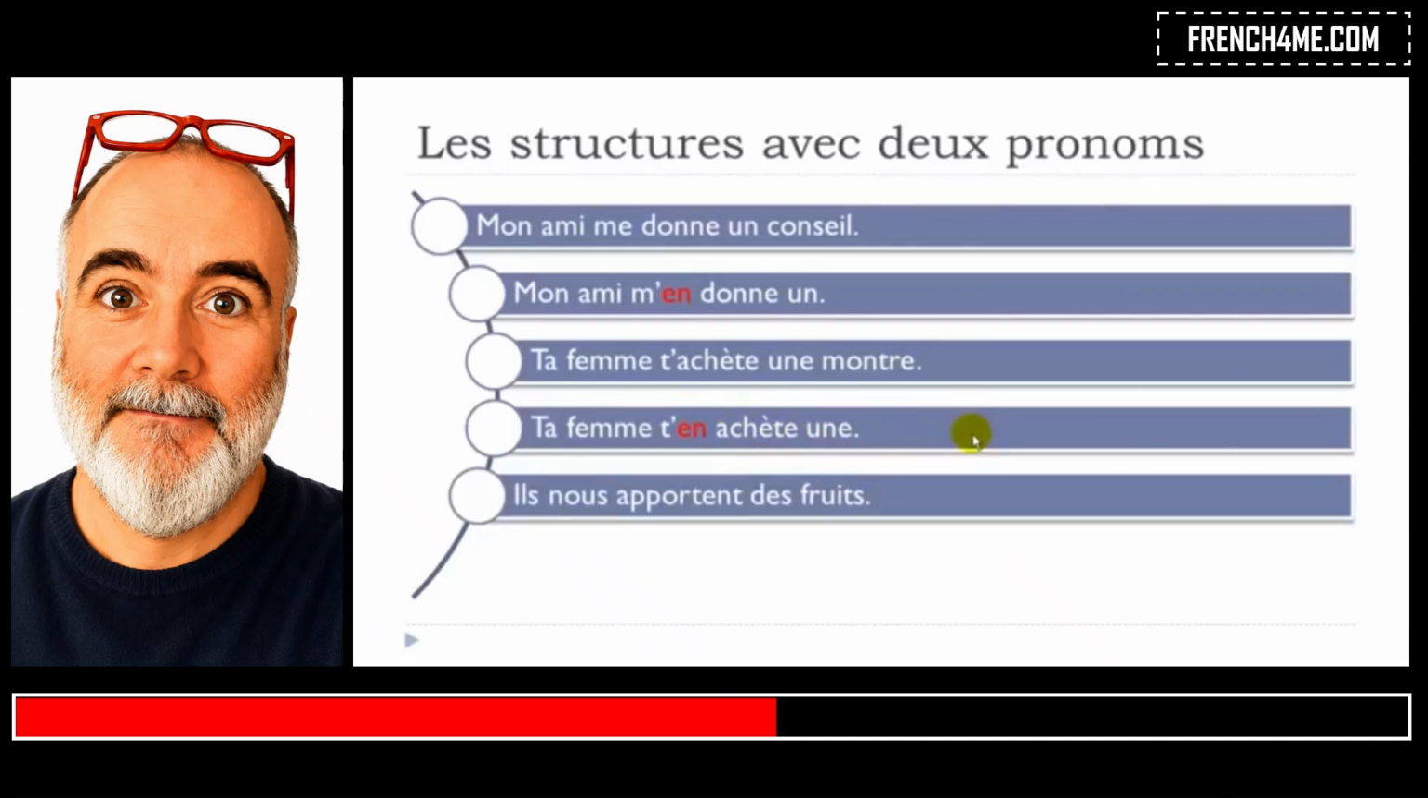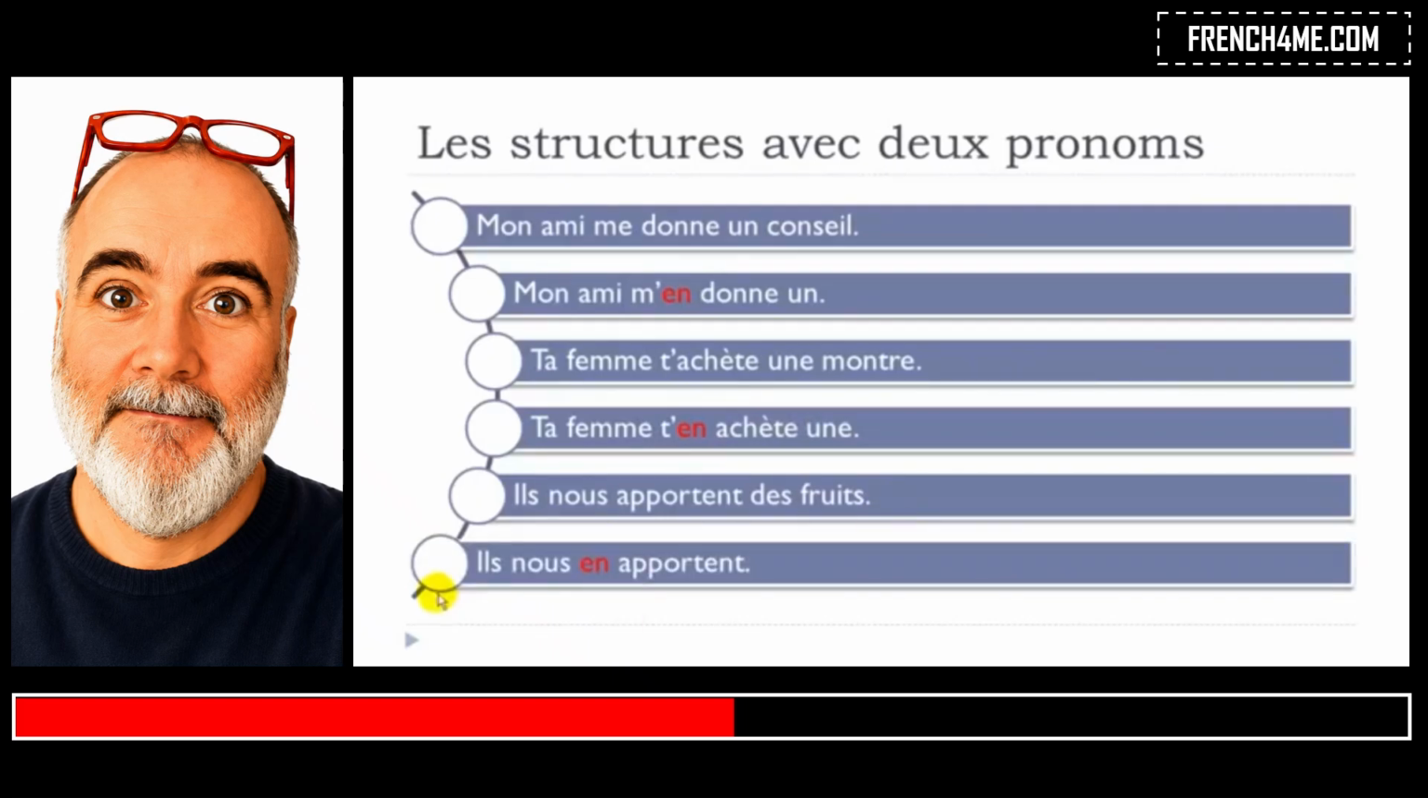Okay, then il nous apporte des fruits. Remember, apporter is to bring, des fruits, fruits. In that case we would like to replace des fruits, and so we will replace it with the pronoun en. Il nous en apporte. All right, so nous first, then your pronoun en, then the verb.